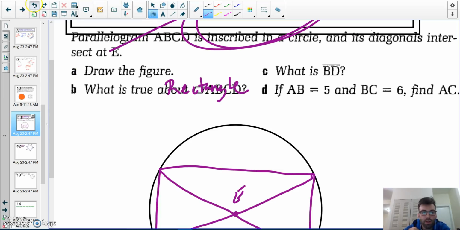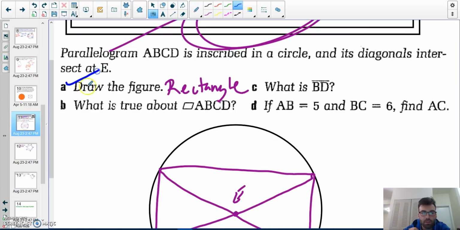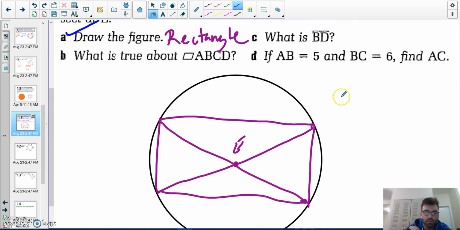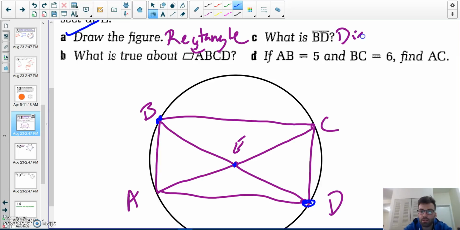What is true about ABCD? Well, what do we know? It's a rectangle. What would BD be considered? If it starts at one point on the circle and goes through to another point, and E is the center of my circle, what is true about it? It's the diameter. A segment that connects two points on the circle and goes through the center is called the diameter.